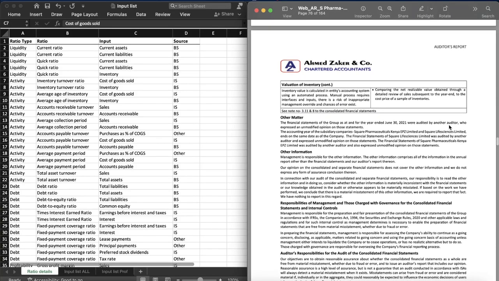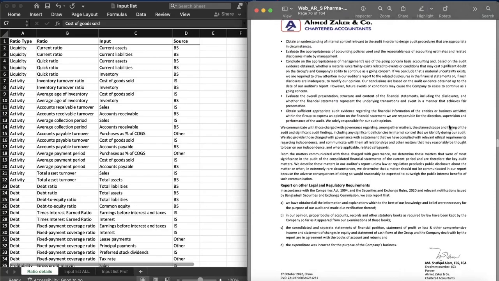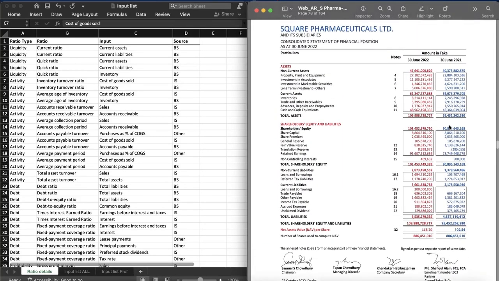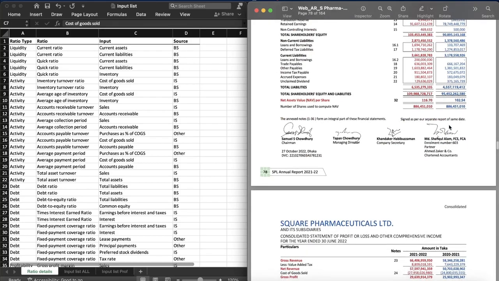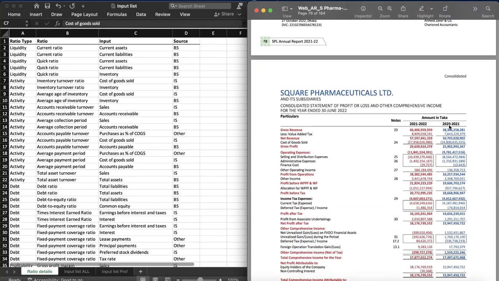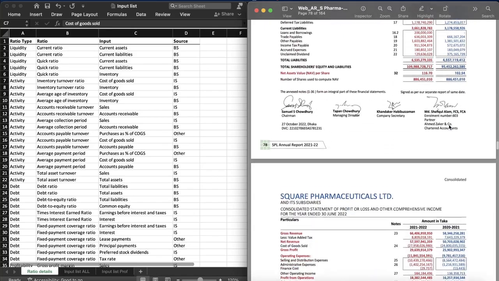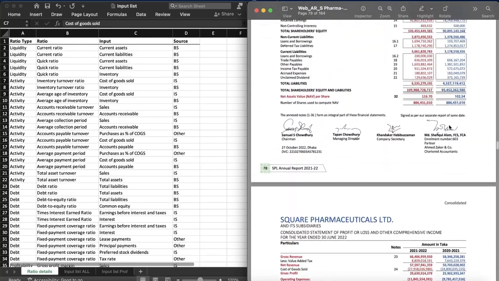Okay, that is not actually the financial statement. Okay, actually it is on page number 78. Anyway, so you can see the statement of financial position, which is another name for the balance sheet, and also the consolidated statement of profit or loss and other comprehensive income, that is another name for the income statement. So we have the financial statements here on these two pages.